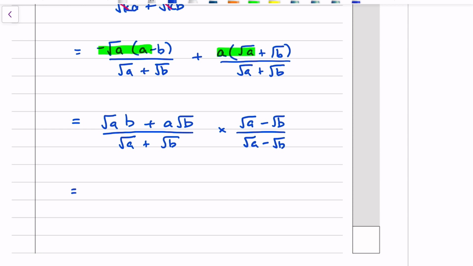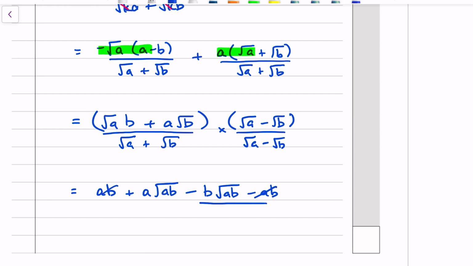Okay, so tidying that up, be careful that we're actually multiplying double brackets at the top. So we get root ab times root a, which is ab, a times root ba, so a root ab, minus root ab times root b, so minus b root ab, and then lastly minus ab. So those terms cancel, all divided by a difference of two squares of a minus b.